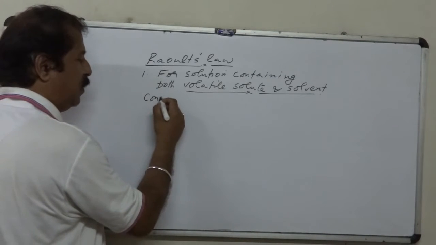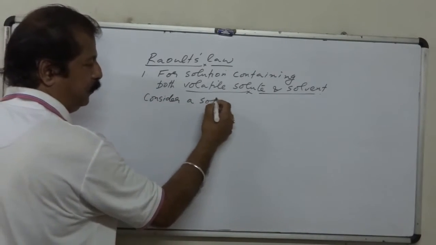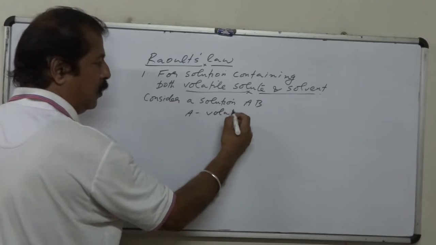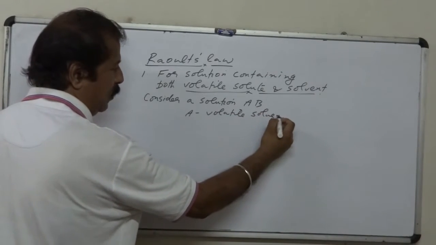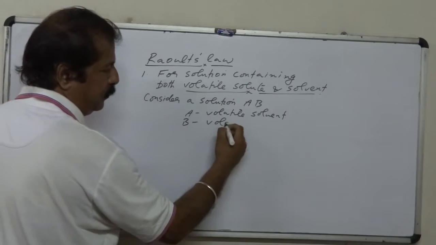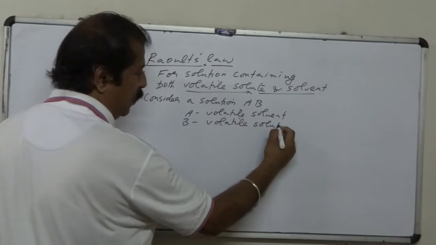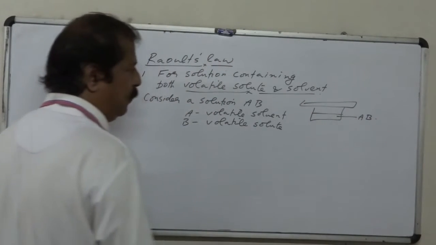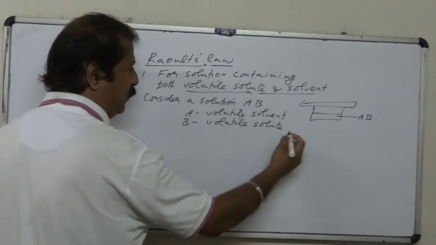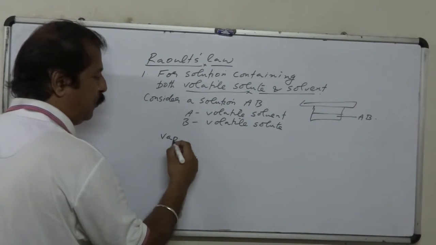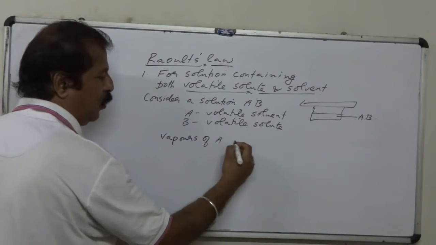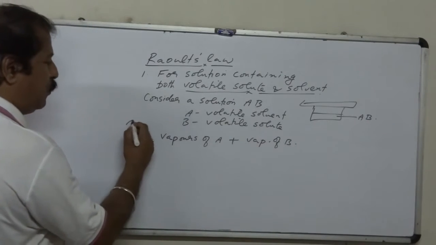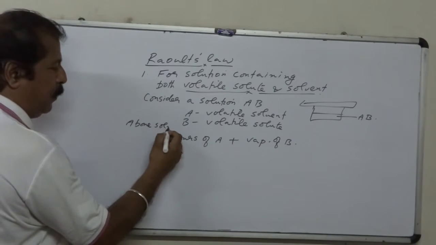Consider a solution AB. A is the volatile solvent, and B is the volatile solute. So we will take the solution in a closed vessel. This is solution AB. And above the solution, you have vapors of A and vapors of B present.